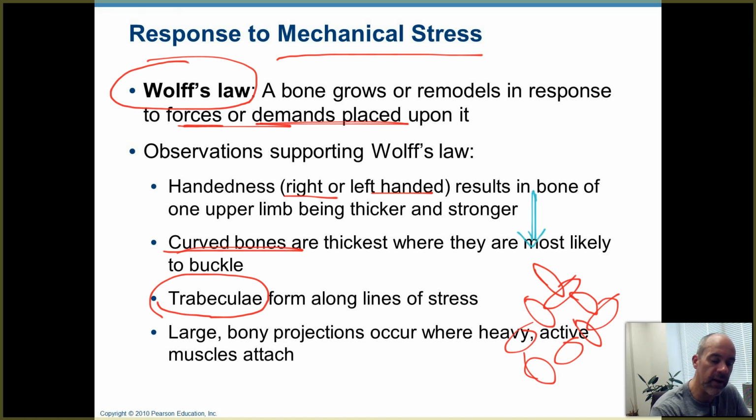If you've got weight coming down like this onto spongy bone, having that kind of crisscross shape, kind of like railroad bridge trusses, tends to distribute the weight back and forth like this, and it allows the spongy bone to bear a lot more weight than it could if it wasn't arranged in that crisscross type pattern. And like we've already mentioned, you tend to have large bony projections in the skeletal system where heavy active muscles are attached.